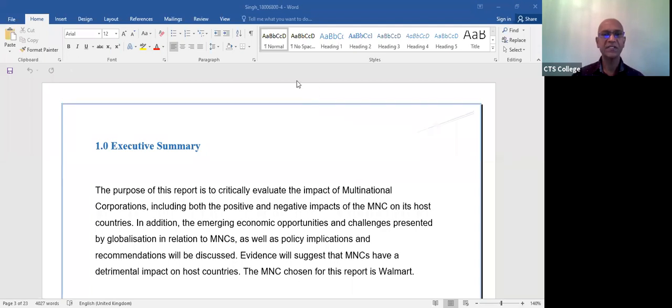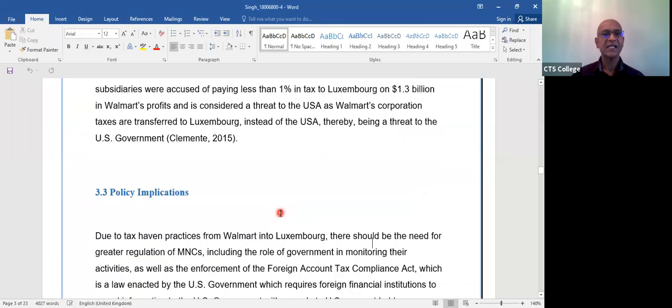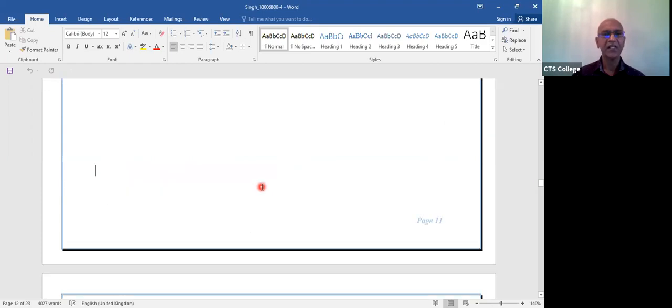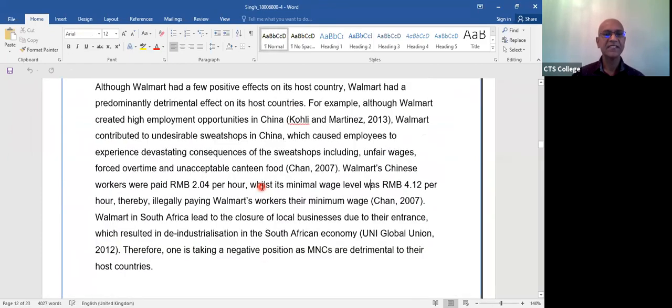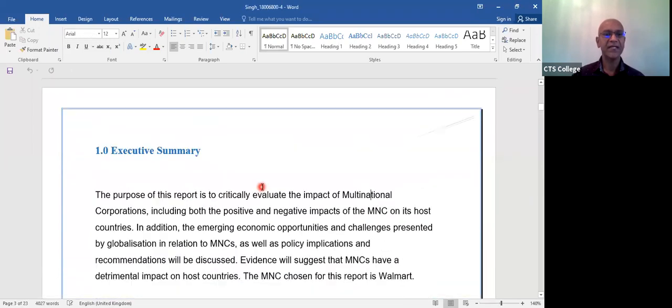So let's tackle that first. What I would begin by saying, rather than discussing very abruptly, the purpose of this report is to do X, Y, and Z. Remember we had stated last day that it is often worthwhile to begin by establishing the importance of this topic. So had it been me, this is how I would have begun. I would have begun by having an opening sentence, something to this effect.